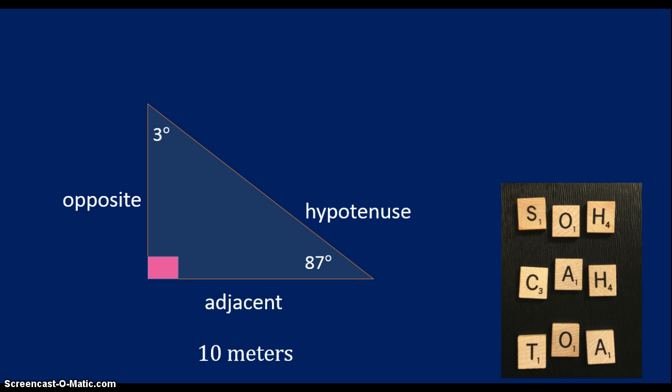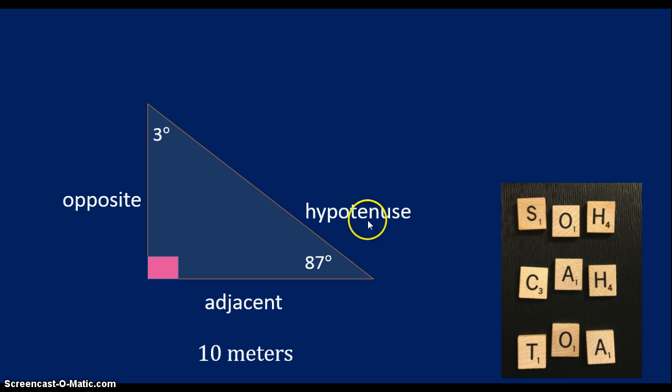So since we know this is 87 degrees, and 87 plus 90 plus x equals 180, that equation ends up with this being 3 degrees. So we still want to find the opposite. And since we know the adjacent and we're trying to find the opposite, we'll still use tangent, because SOH.